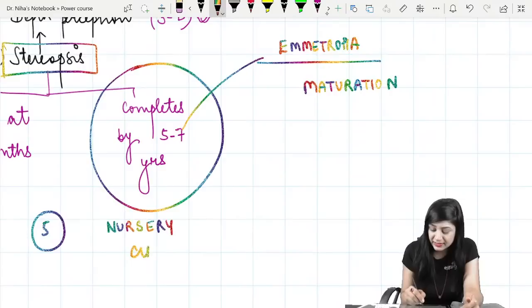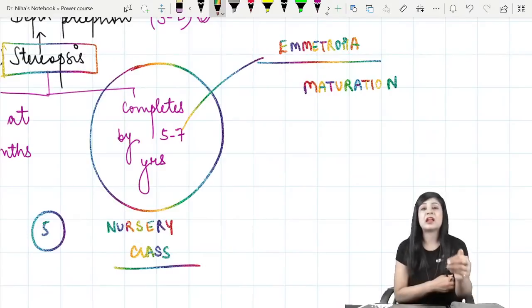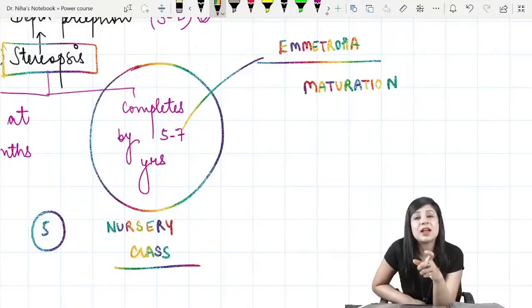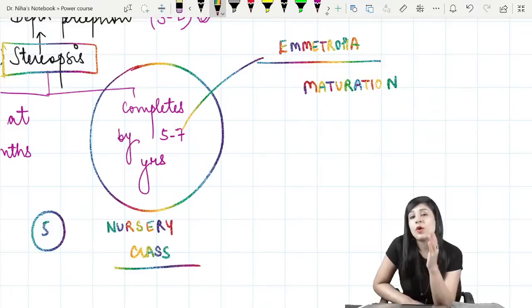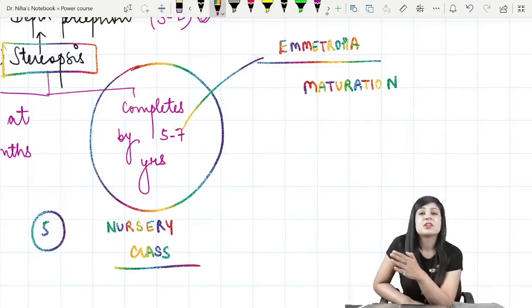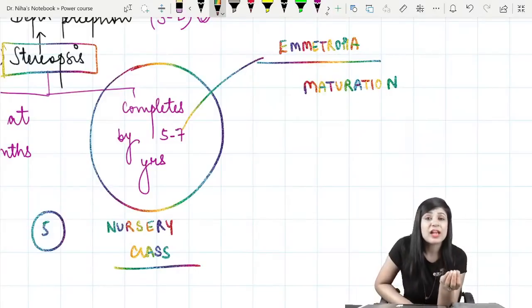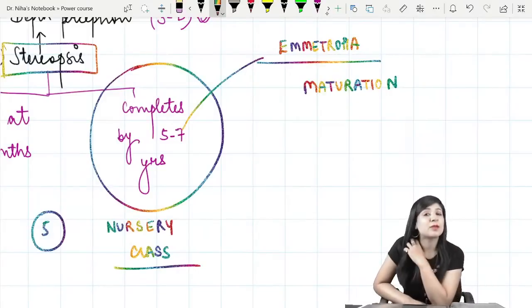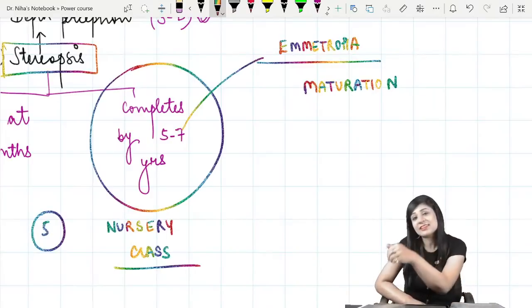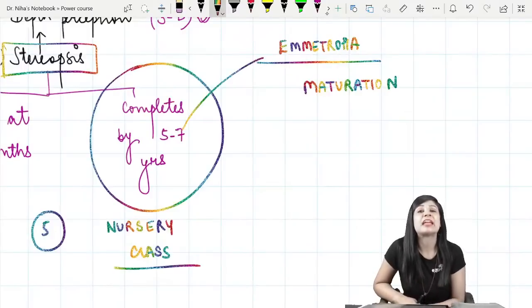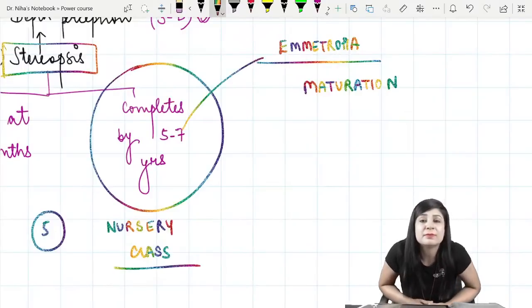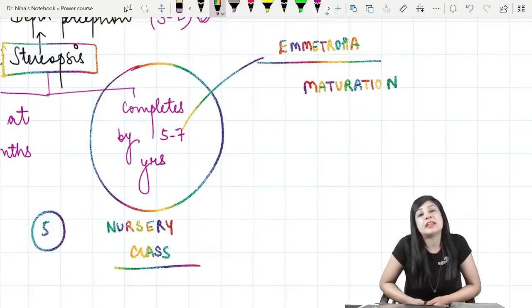For the nursery class, the infant class, the minimum age criteria that is kept is 5 years, because when a child is sitting in a class as a student, what are our minimum expectations? Child should be able to see the board. Child should be able to see the teacher, child should be able to see his notebook, then also his neighbor's notebook. So all these things come minimum by 5 years. That is the minimum age criteria for taking the admission in the nursery class.